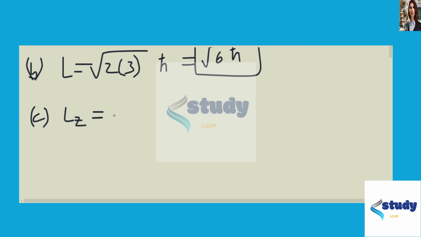So how about when m sub l equals 0? Well, L sub z is equal to 0. How about when it's equal to plus or minus 1? L sub z is equal to plus or minus h bar. And when it's equal to 2, L sub z is equal to plus or minus 2 h bar.